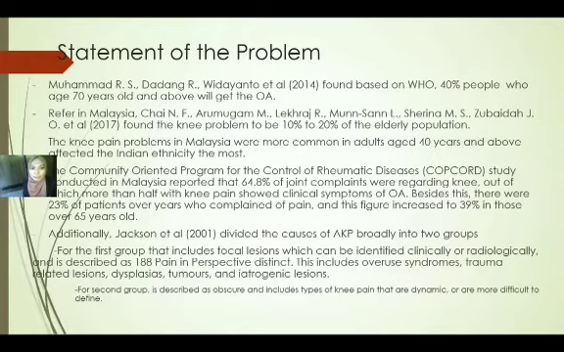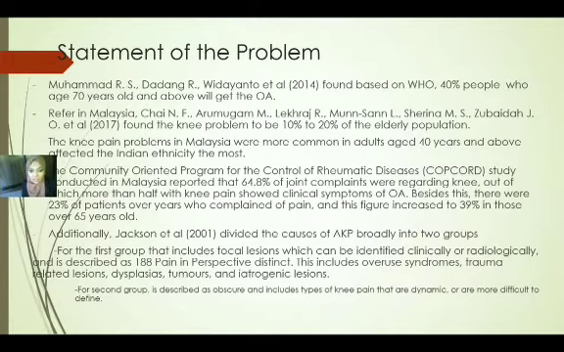Knee pain problems in Malaysia were more common in adults aged 40 years and above, affecting the Indian ethnicity the most. The community-oriented program for the control of rheumatic disease, COPCORD, study conducted in Malaysia reported that 64.8% of joint complaints were regarding the knee, of which more than half with knee pain showed clinical symptoms of OA. Besides this, 23% of patients complained of pain, and the figure increased to 39% in those over 65 years old.